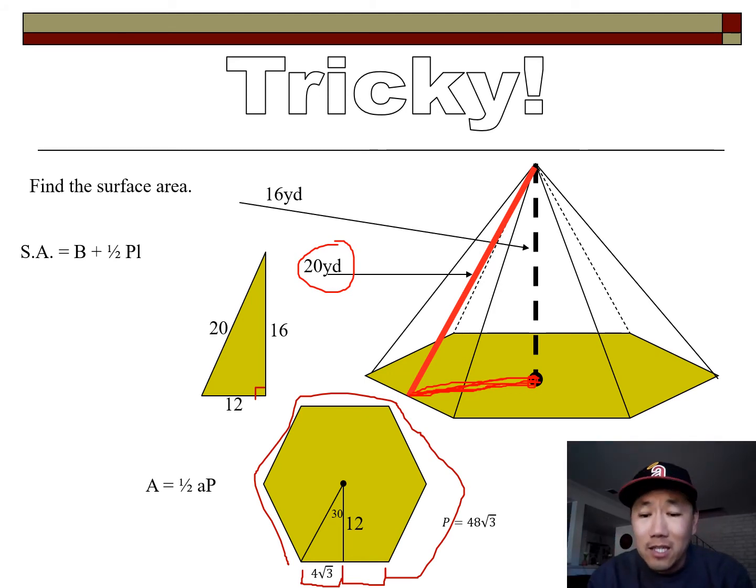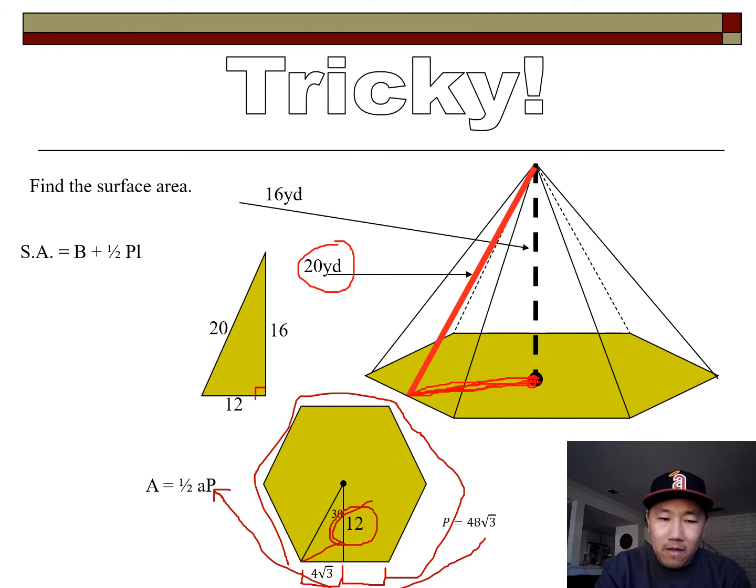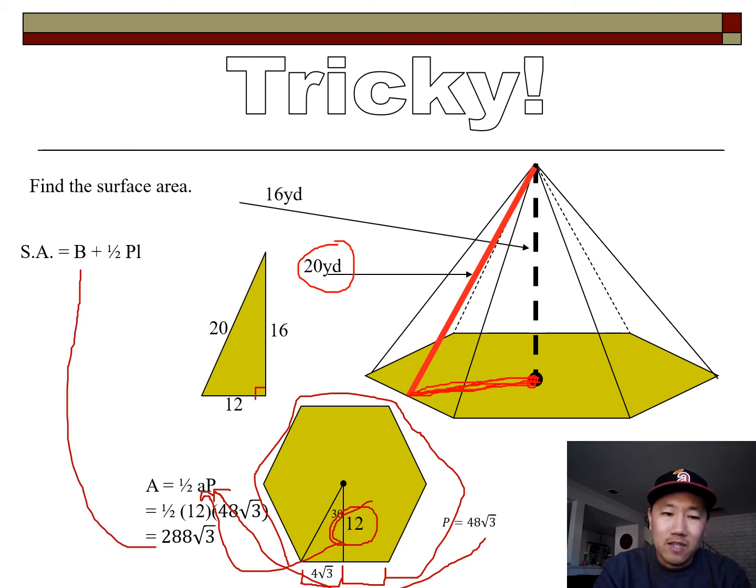All right, now a lot of you guys might use the square root of 3 button on your calculator and get a decimal. That's fine. I'm going to keep mine just like this for now. The P goes into here. The apothem, which is the 12, goes into here. And that gives us the area of the base, 288 square root of 3. That goes into here.